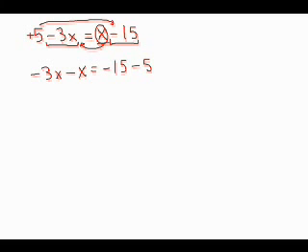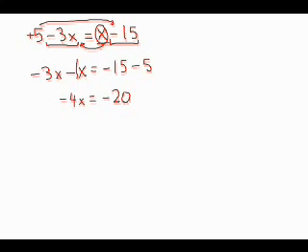Well, now we can simplify. Negative 3x minus 1x is minus 4x. If I subtract 3 and then subtract 1, altogether I'm subtracting 4. Minus 15 minus 5 means I'm subtracting 15 and then subtracting 5. Altogether, we're subtracting 20.